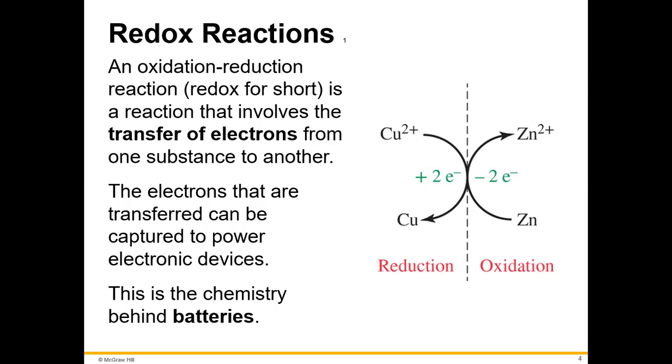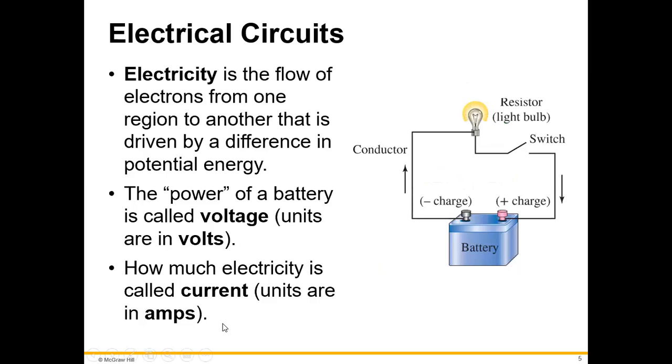But a redox reaction involves the transfer of electrons. That's the key word right there. A redox involves transfer of electrons from one substance to another. And as we've already learned, the flow of electrons is called electricity. So we can capture those electrons and then we can use them to power electronic devices. And so this is the basic premise behind a battery.